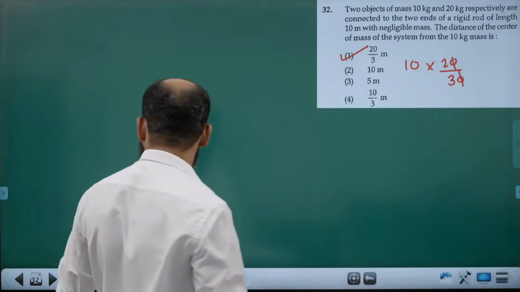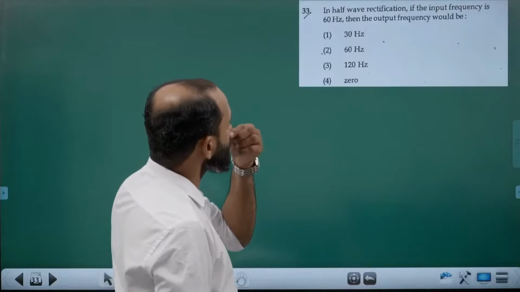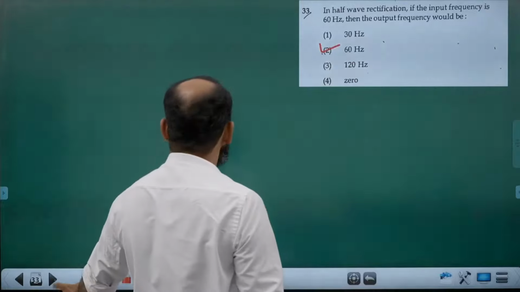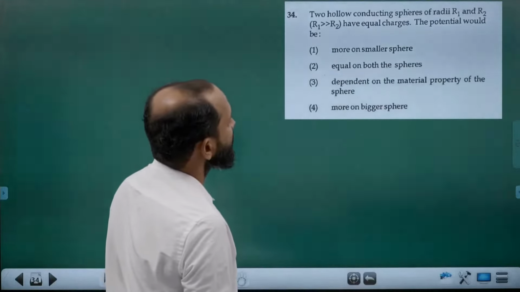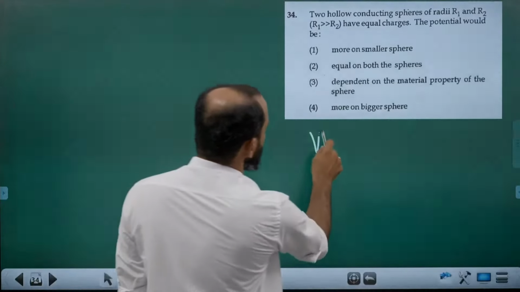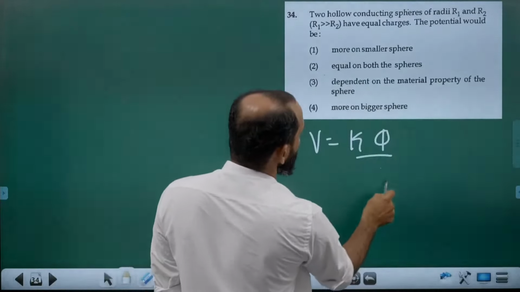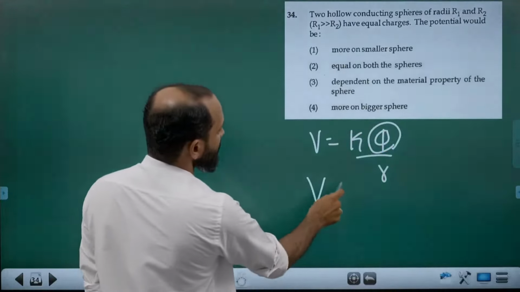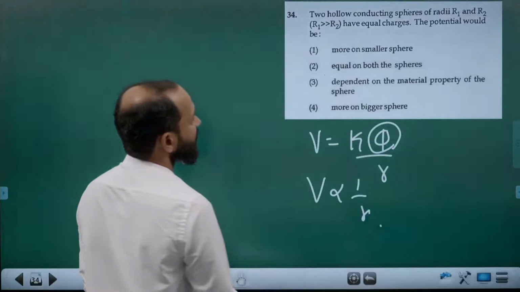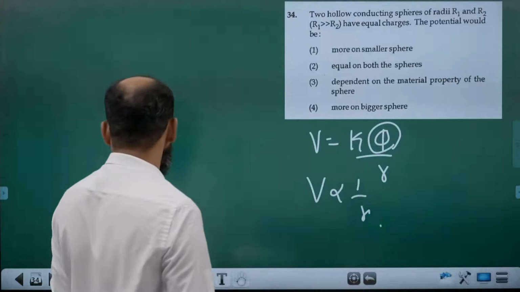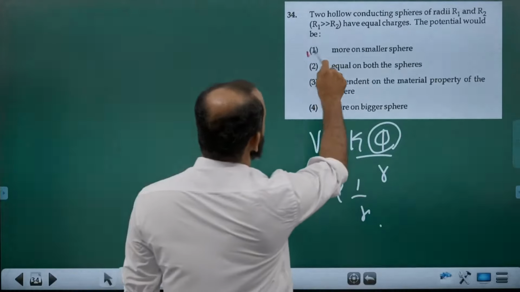Option 1. Now 33. Half wave rectifier: input frequency is equal to the output frequency. Option 2. Two hollow conducting spheres of radii R1 and R2. Potential is equal to K Q divided by R. As charges are the same in each of these spheres, potential varies inversely with radial distance. R2 is less, so potential is more for the smaller sphere. So correct answer is option 1.